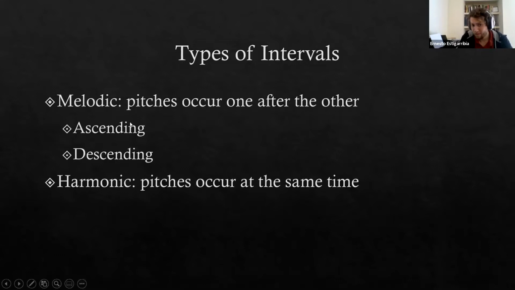For melodic intervals, there are two types. There's ascending, when the starting note is lower than the second note. So there'll be ascending, descending, right? That's pretty straightforward.